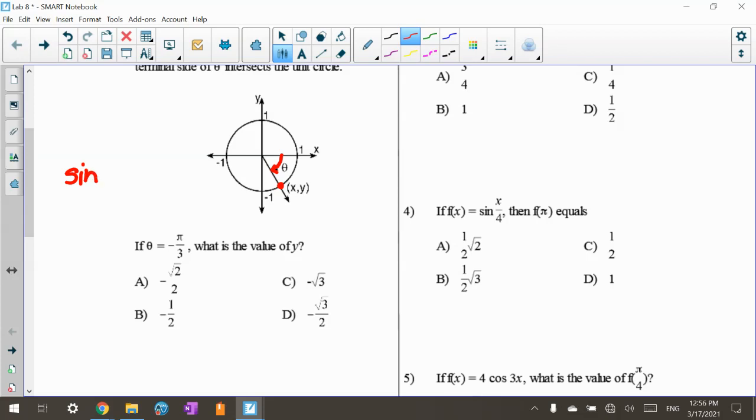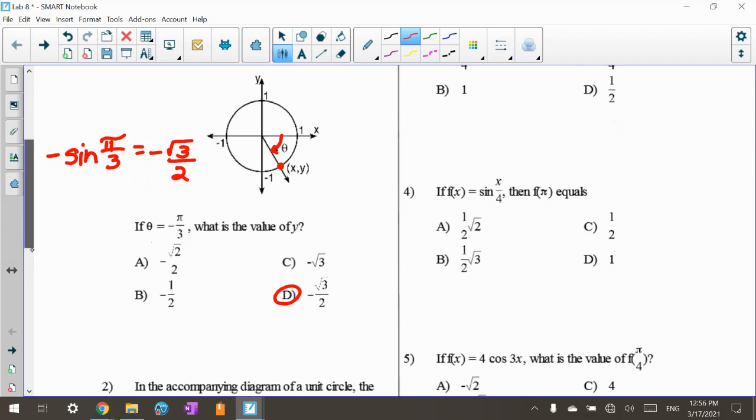I know that sine in that quadrant is negative, and I know the reference angle of negative pi over 3 is the same as saying pi over 3. So I look at that and say, okay, pi over 3 is the same as 60 degrees. What's the sine of 60 degrees? Well, it's radical 3 over 2, and it's going to be a negative radical 3 over 2 in the fourth quadrant. So that would be choice D.